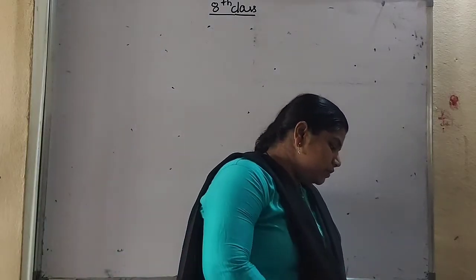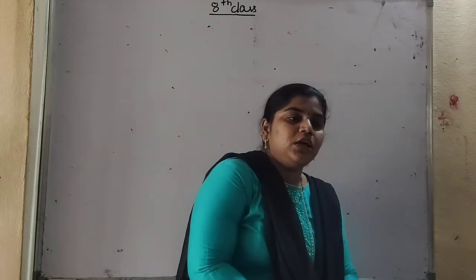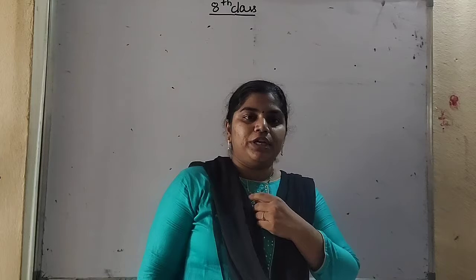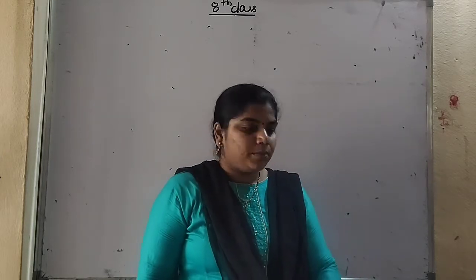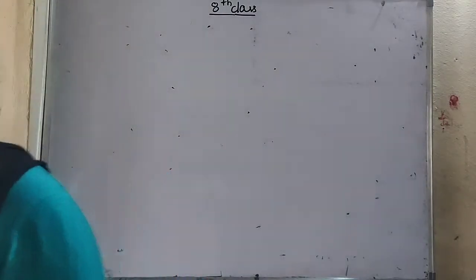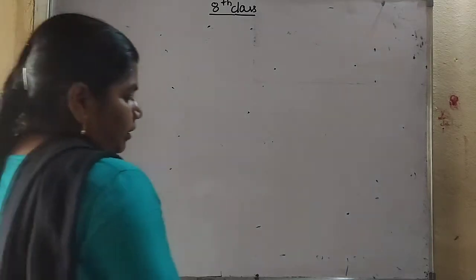Construction of quadrilaterals: we will draw a quadrilateral when the following measurements are given. When these measurements are given, only then can the quadrilateral be formed. You have these conditions on page number 68. If you have a textbook, you can see.